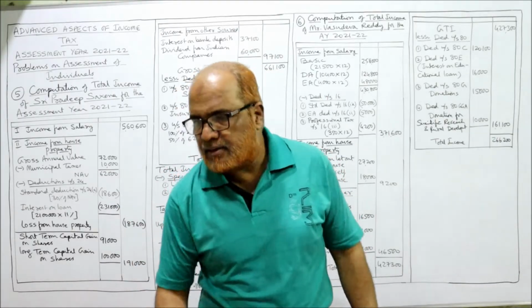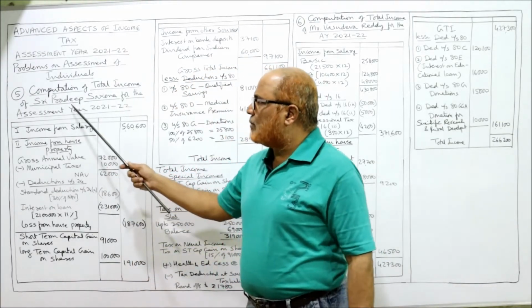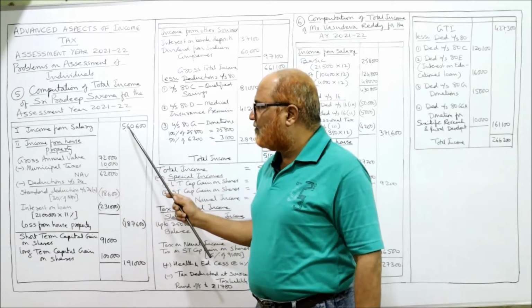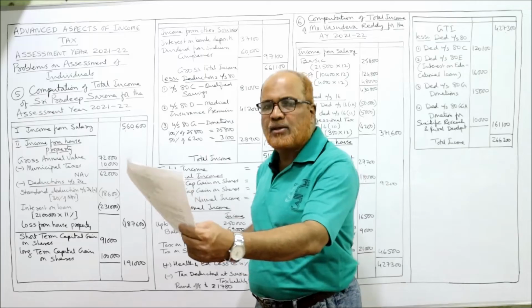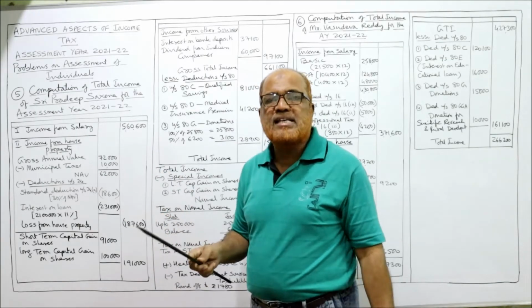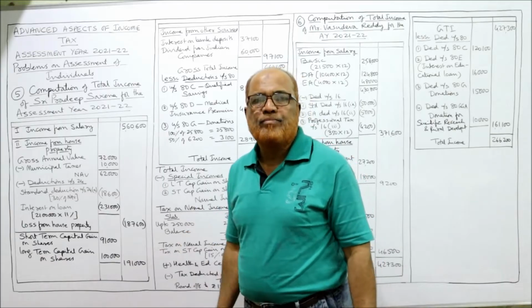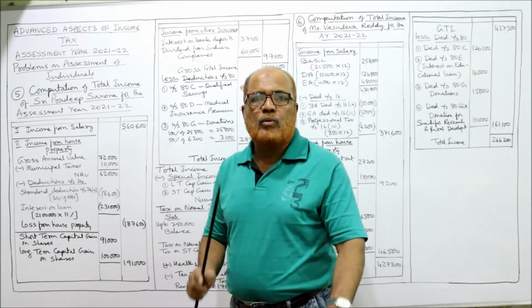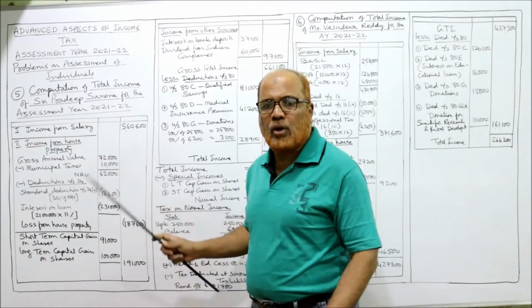So directly we'll take, see, computation of total income of Sri Pradeep Saxena for the assessment year 21-22. Income from salary 5,60,600 given in the problem, computed. No need to compute. If salary received is given, then we have to compute. But here salary income computed is given. Directly we have taken it in the order column.